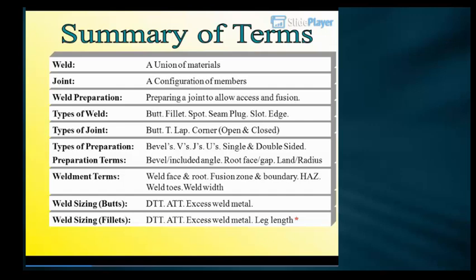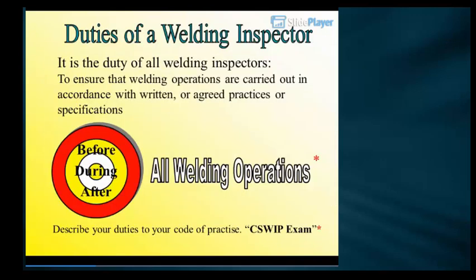Weldment terms: weld face and root, fusion zone and boundary, HAZ. Weld toes. Weld width. Weld sizing: butts, DTT, ATT, excess weld metal. Weld sizing: fillets, DTT, ATT, excess weld metal. Leg length.